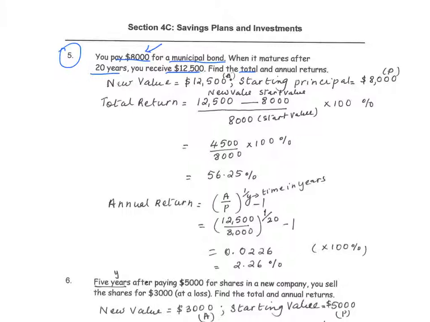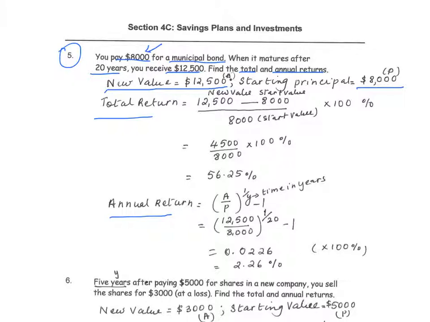These are two different ways of calculating returns on investment. All we have to do is use the formulas for total return and annual return. In each case, we need to know certain terminology. What is the new value? It is the final value of the bond, the amount that we pay for the bond plus the interest. That is the new value minus the starting principal, which is the amount that you pay for the bond, also called the face value.